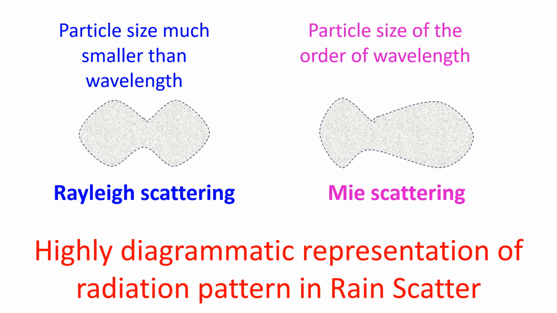Dependence on the particle size is the reason why rain scatter does not occur at VHF and UHF range, only above that in the SHF or super high frequency range, which has been defined as 3 to 30 GHz by the International Telecommunication Union. Most of the scattering of microwaves is Rayleigh scattering.